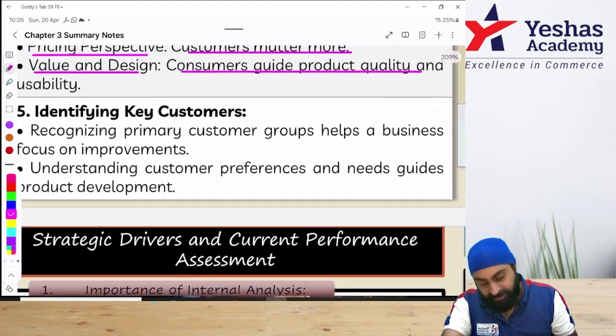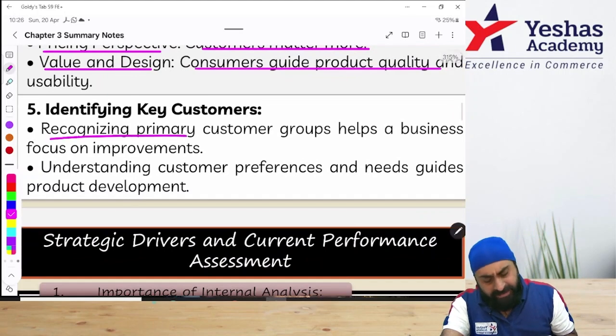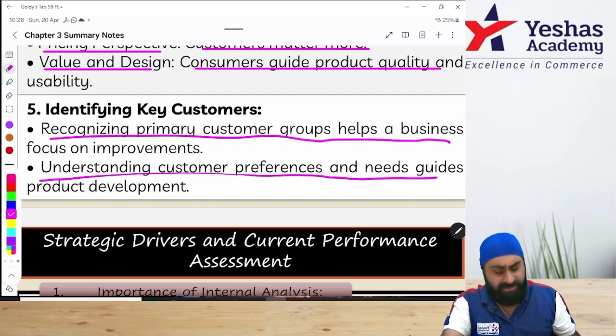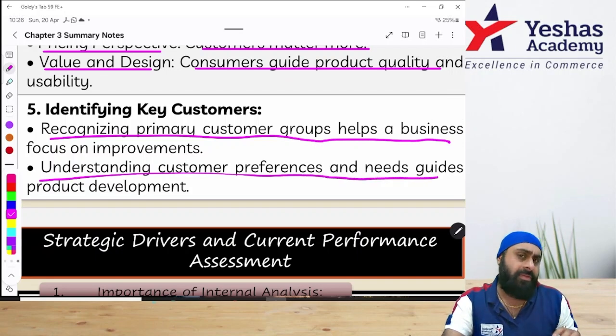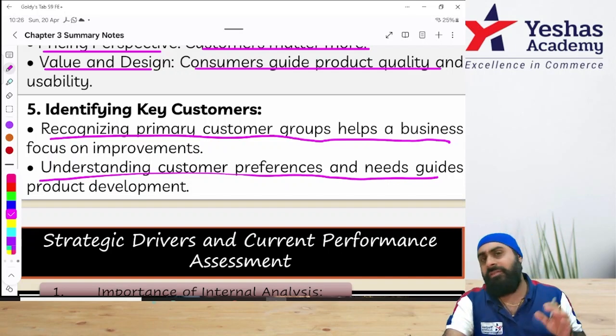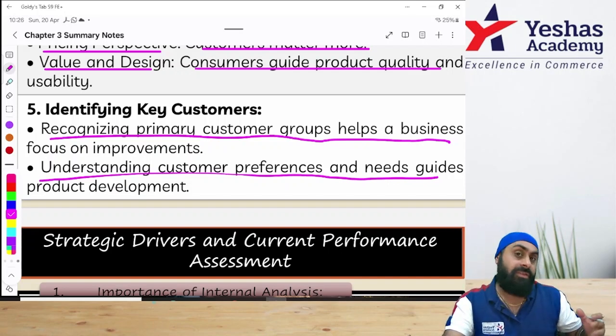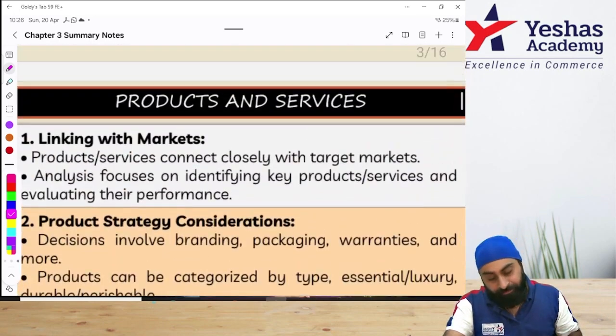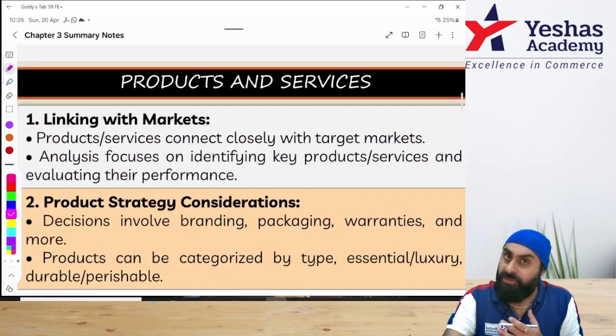Identify key customers. Recognizing primary customer groups helps the business focus. Understanding customer preferences and needs is very, very important. If you cannot understand what your customer wants, you will never be able to survive in the market. You will never be able to achieve product capacity, market share, and profitability. Understanding your customer is very, very important. We have understood customers.